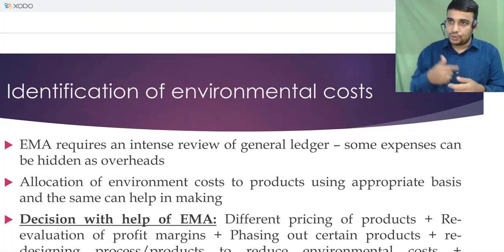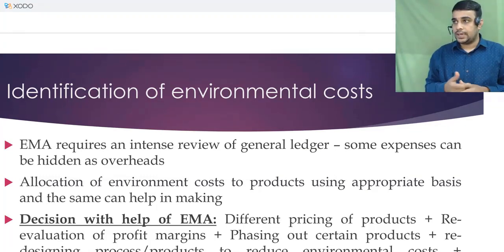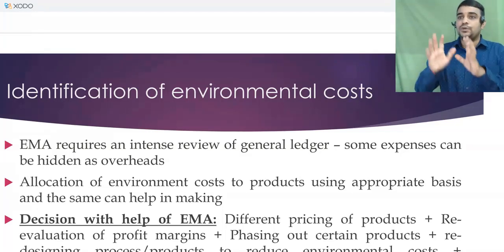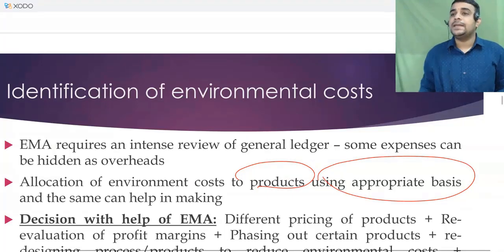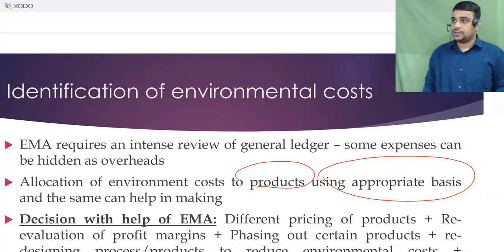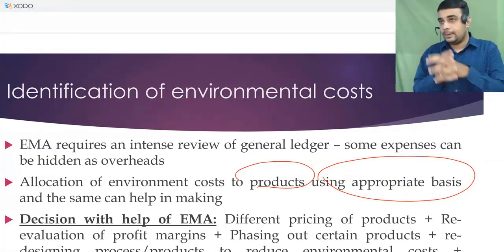So there is a need to do a review of your general ledger. Once you identify them, you will have to pass it on to the products using some appropriate basis. You can use activity based costing for this purpose. Using the concept of activity based costing, you can pass on these costs to the end products.